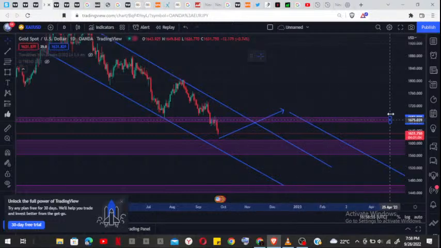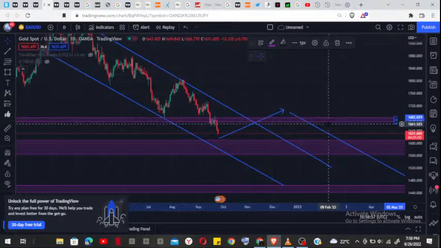Let me just have this. Yeah, so it might come to this level over here, it might even come back to 1663. So if you still have some of your buys that you are holding on to, like 1675 or 1475, then the market might come to that level, or it might keep on dropping.